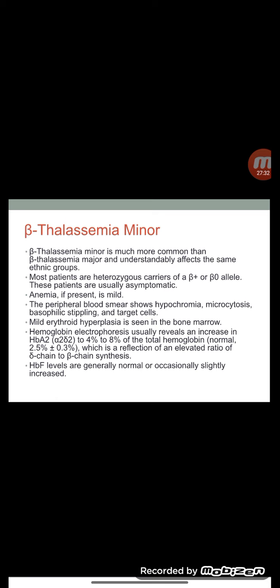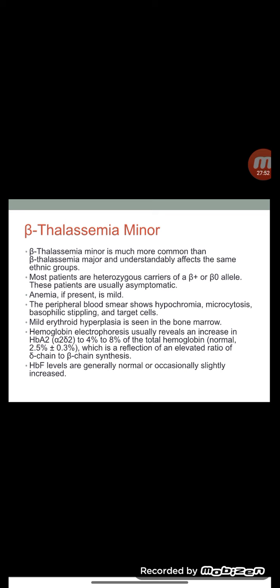Most patients are heterozygous carriers of beta plus or beta 0 allele. These patients are usually asymptomatic. Anemia, if present, is mild. The peripheral blood smear shows hypochromia, microcytosis, basophilic stippling, and target cells. Mild erythroid hyperplasia is seen in the bone marrow.